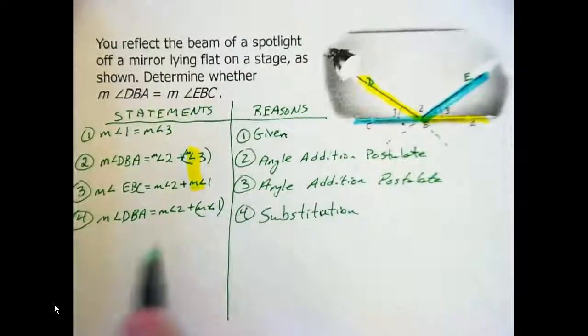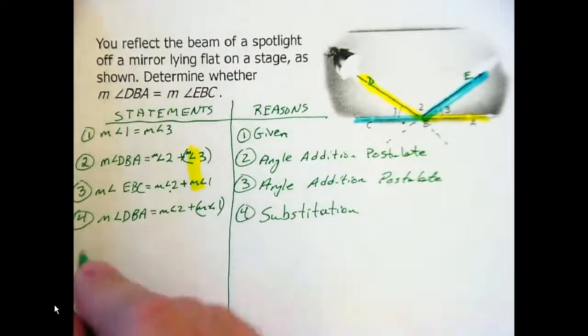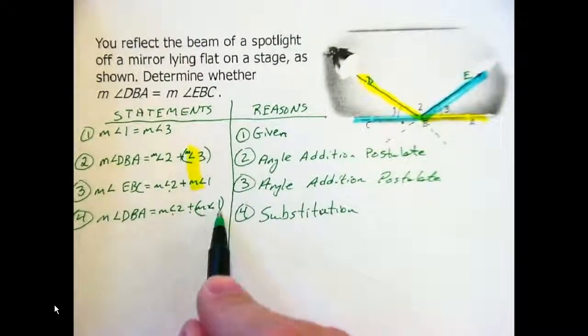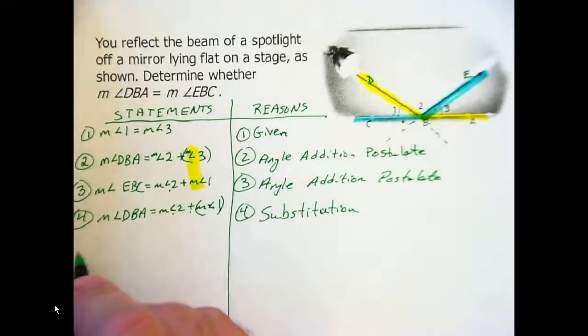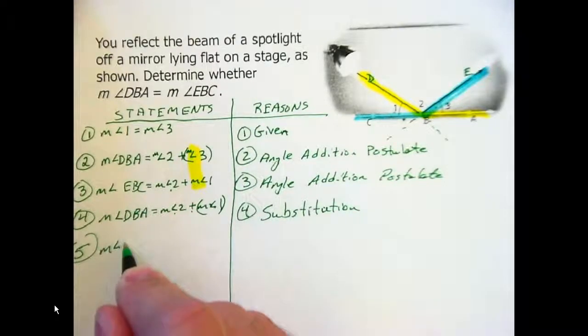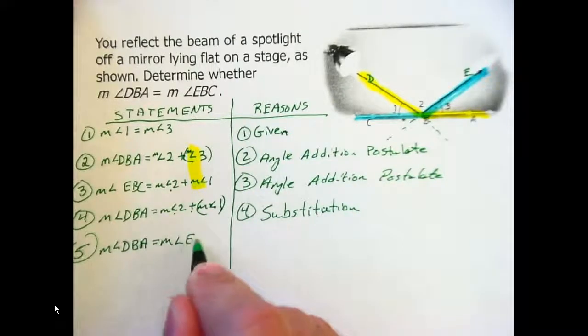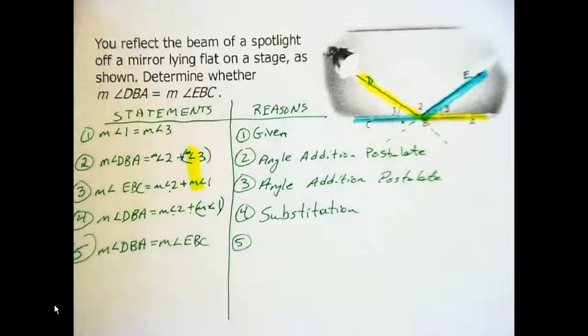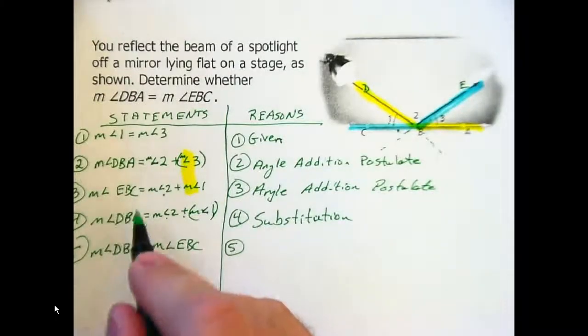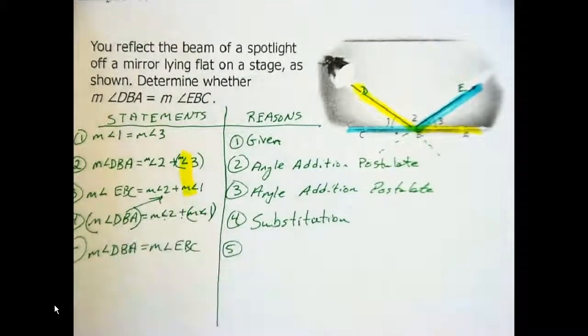Okay? So now that you know 2 plus 1 equals DBA and 2 plus 1 equals EBC, the final statement we could say, Danica? What's the final statement? Good. You can say measure of DBA equals measure of angle EBC. And how can we say that? How are we replacing this with that? How are we putting in that for that?